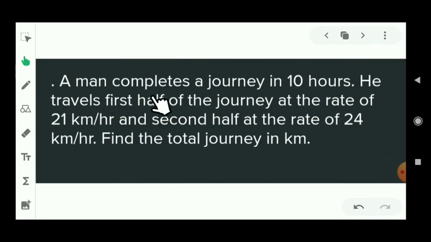Next question is, a man completes a journey in 10 hours. He travels the first half of the journey at the rate of 21 km per hour and the second half at the rate of 24 km per hour. Find the total journey in kilometer.